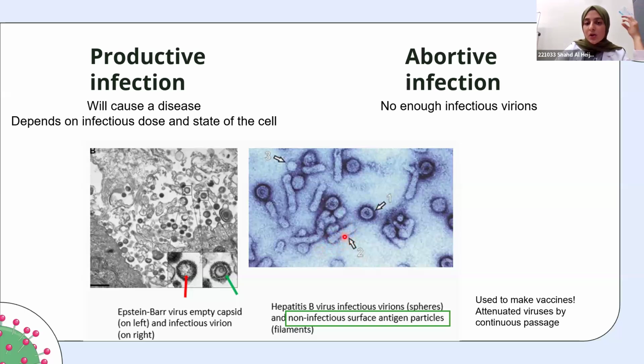They cannot cause disease. So if you have too many of those and not enough of the viable viruses, this will cause an abortive infection. It will not cause a disease. What is the significance of non-infectious surface antigen particles or those without the genome?